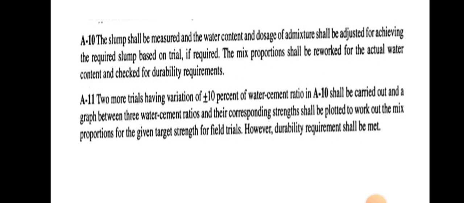The slump shall be measured and the water content and dosage of admixture shall be adjusted for achieving the required slump based on trial if required. The mix proportion shall be reworked for the actual water content and checked for durability requirements. 2 more trials showing variation of plus or minus 10% of water cement ratio in step number 10 shall be carried out, and a graph between the 3 water cement ratios and their corresponding strengths shall be plotted to work out the mix proportion for the given target strength for field trials. However, durability requirements shall be met.